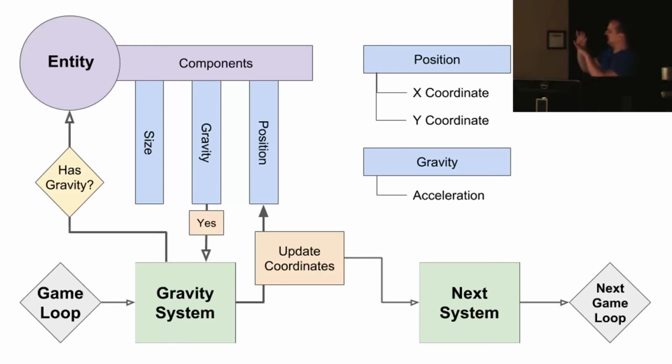This is not necessarily exactly what we're doing in our system, but I shamelessly took this from somewhere. So our entities have components, for example, a size, a gravity, a position. Then we can loop over all of our entities, and if the entity has gravity, then pass it into the gravity system, right? Update the coordinates and then pass it into the next system, etc.